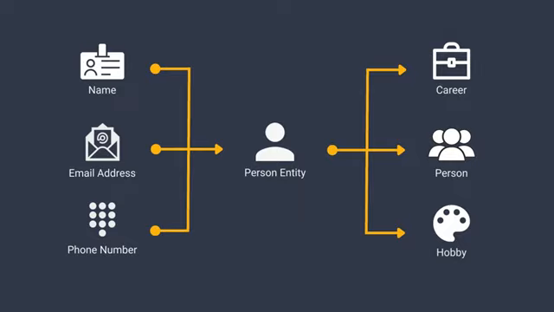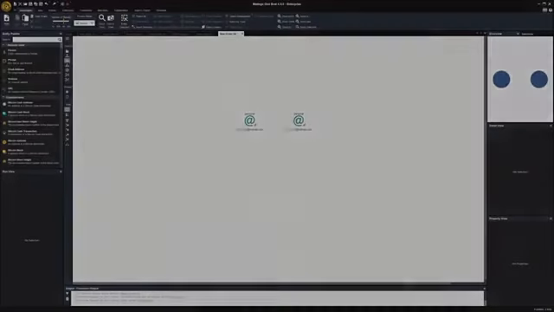From a People person entity, we can further query the database to discover other personal information, such as career history, associated persons, hobbies, and more. Let's see how it works.